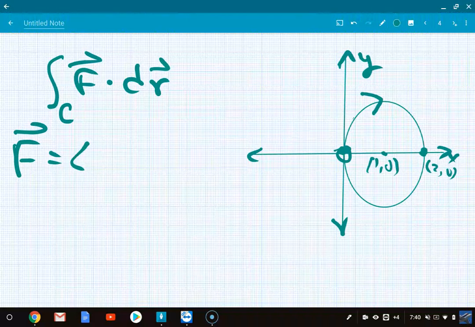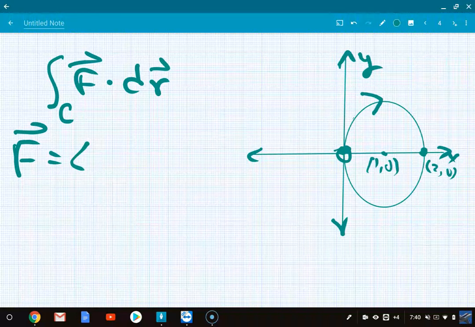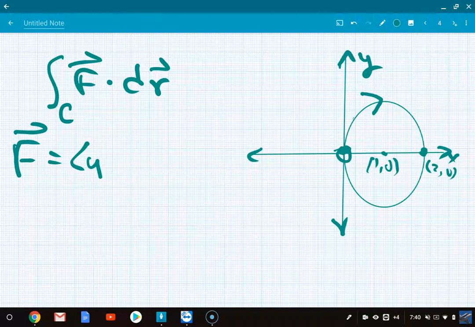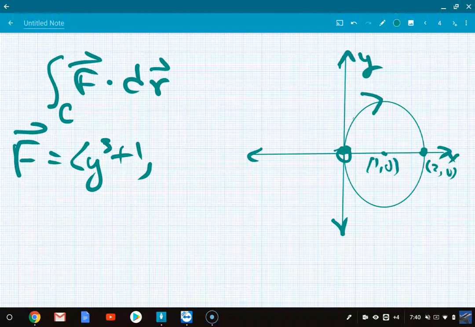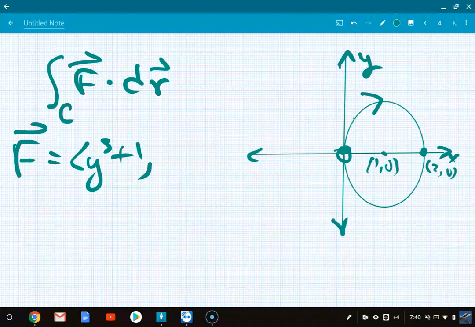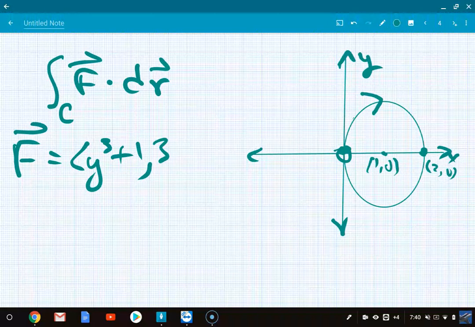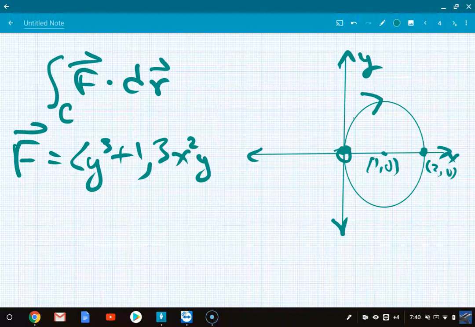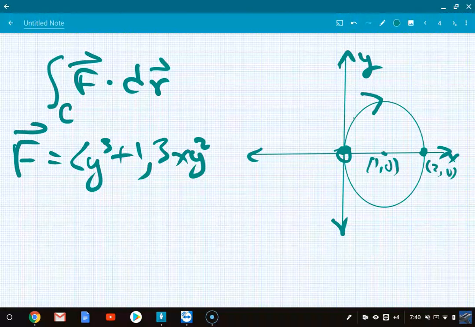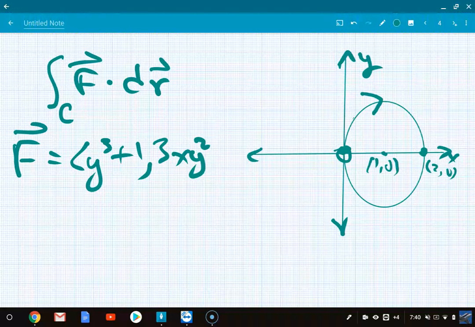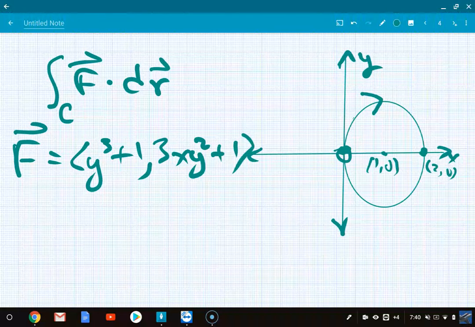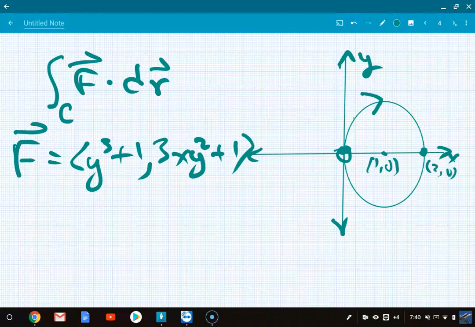Let's see, what do we want? It's going to be y cubed plus 1, comma, 3xy squared plus 1. Whoops, I did it wrong. 3xy squared plus 1. Yes. Okay?